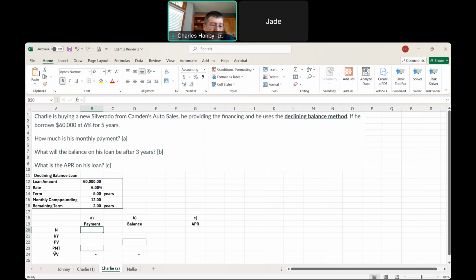So the 2 questions are identical, but we're going to calculate this one with the declining balance method. So again, Charlie is buying a new Silverado from Camden's Auto Sales. He's providing the financing. He uses the declining balance method. If he borrows $60,000 at 6%, how much is his monthly payment? So the N is 5 times 12, so 60. Now I/Y is 6% divided by 12. We need a monthly rate. So PV is the loan amount, and then future value is 0. So equals payment, PMT.